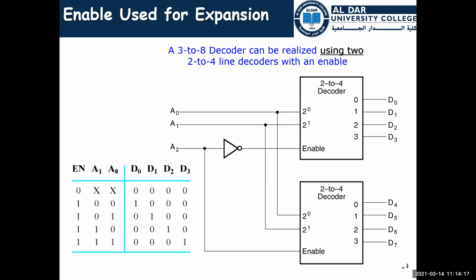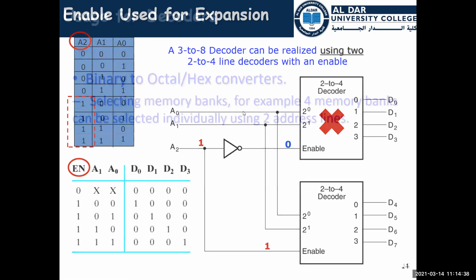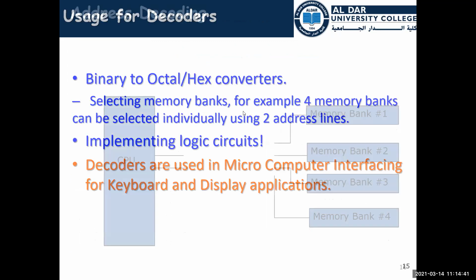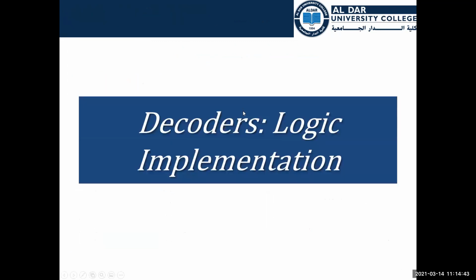Because if you don't have the 3 by 8 decoder and you already have two copies of 2 by 4, this is going to give us the same functionality.